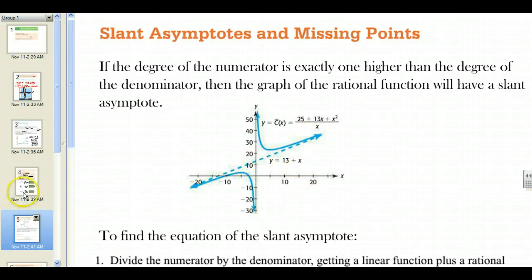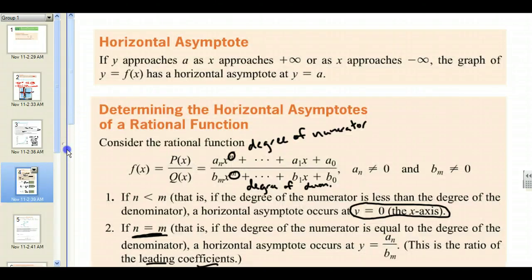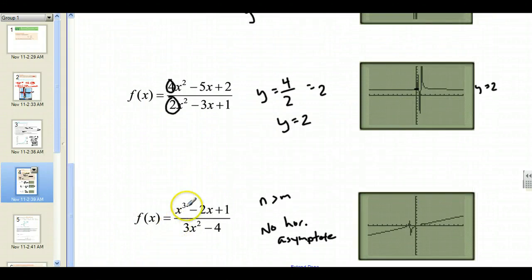If you look at the last example that I gave you on the previous slide, right, this is degree 3, this is degree 2, so exactly one higher, and again we had that line here, that's a slant asymptote.